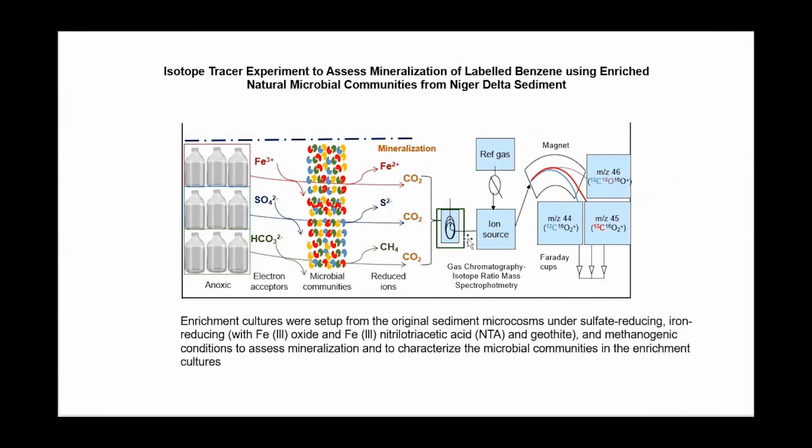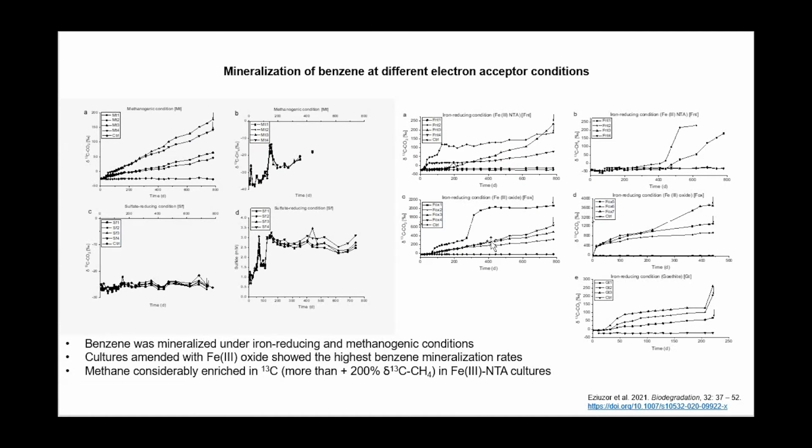The Kano regional sediment was transferred to microcosm cultures to assess benzene mineralization under sulfate reducing, iron reducing with 3 different iron sources, and the methanogenic condition. The result shows that benzene was mineralized under iron reducing conditions, at your right panel, and methanogenic conditions, the upper panel, while no mineralization took place under sulfate reducing conditions.